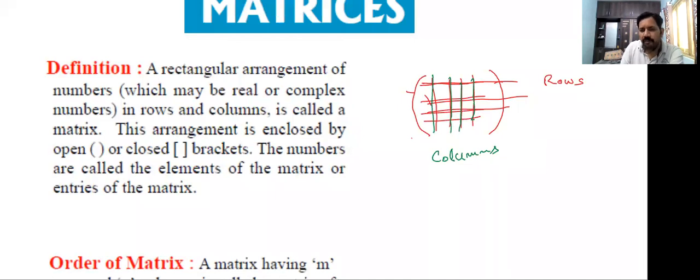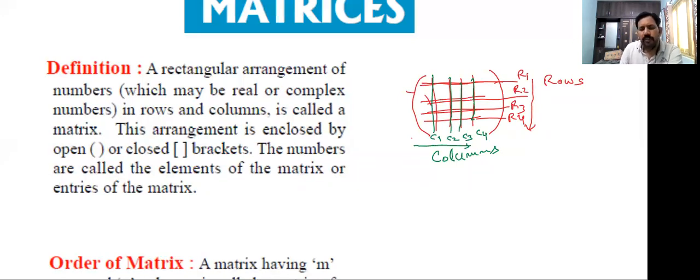Rows are counted from top to bottom, like this. This is R1 row. This is R2 row. This is R3 row. This is R4. Rows are counted from top to bottom. Columns are counted from left to right. This is first column. This is second column. This is third column. This is fourth column.